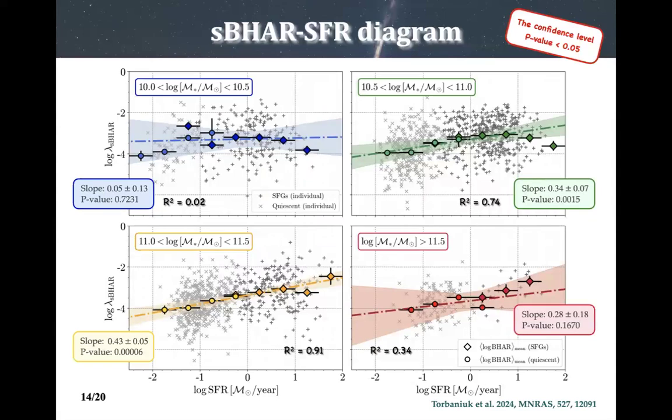So we plotted the black hole accretion rate versus star formation rate diagram for 4 different stellar mass bins. And as we see, there is an increase from quiescent to star-forming galaxies, and statistically significant only in this mass bin and this one. For this one, the highest, we have just flattening. And it's strange because at some point we see even a drop here.